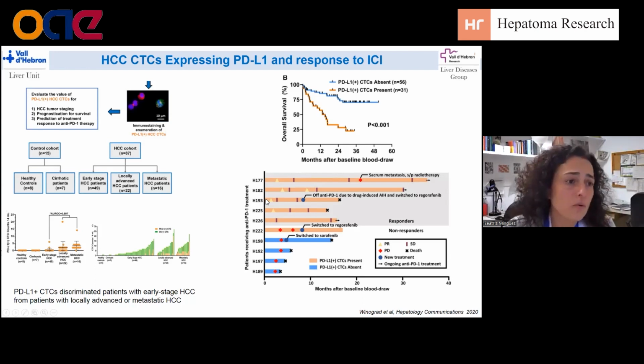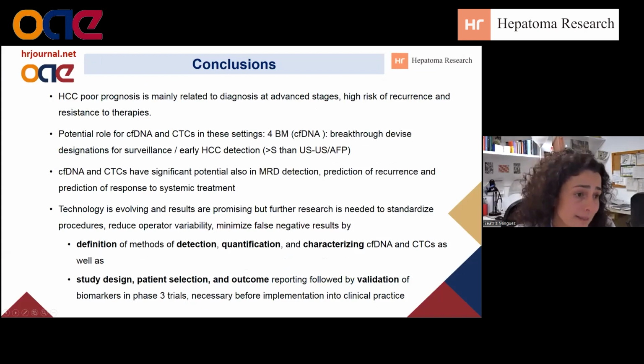So yeah, to conclude, HCC has poor prognosis, mainly related to diagnosis at more advanced stage, high risk of recurrence, and resistance to therapies. I think that there is a potential role for cfDNA and CTCs in these settings. There are already 4 biomarkers based on cfDNA that had the breakthrough device designation for surveillance. cfDNA and CTCs have significant potential also in detection of minimal residual disease, and so in prediction of recurrence and prediction of response to systemic treatment.